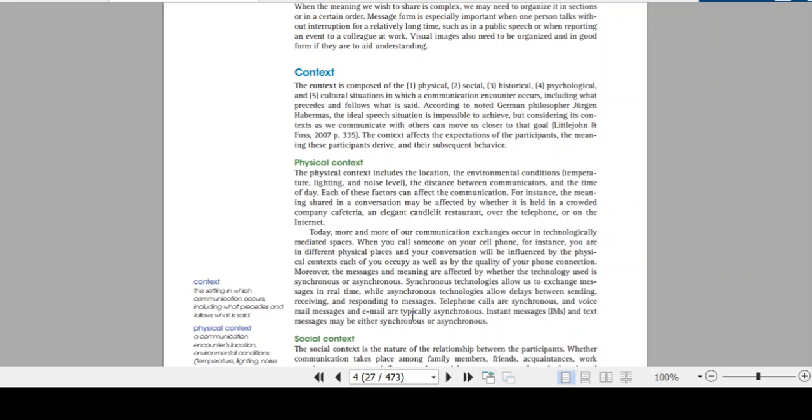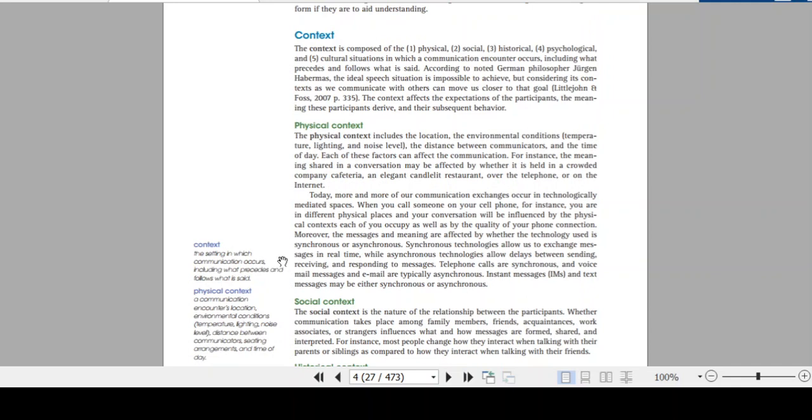So, what is the context? Simply, it is the setting in which communication occurs, including what precedes and follows what is said. Now, context is a special setting in which you are communicating with someone. So, what happened earlier and what happened in the later course of time is included in context. So that's why when politicians or celebrities say anything and their comment is shared on social media, they say that their statement has been presented or shared without knowing the context. So it is for sure, we need to see the physical, social, historical, psychological, and cultural setting first.